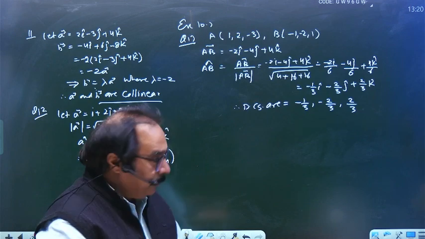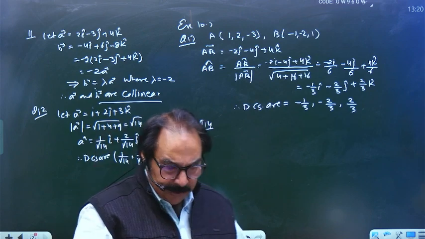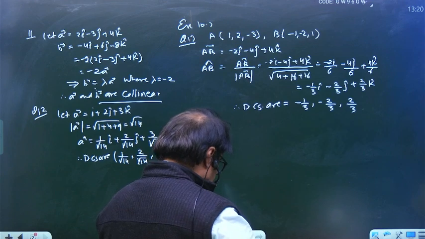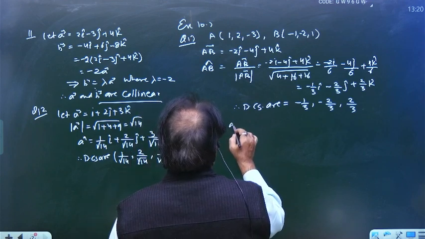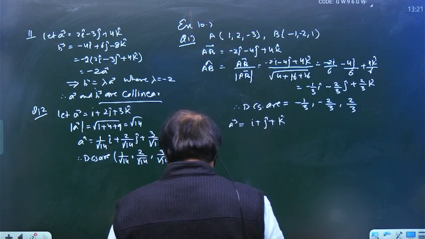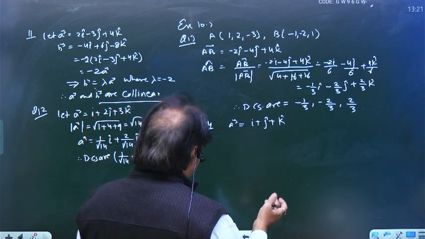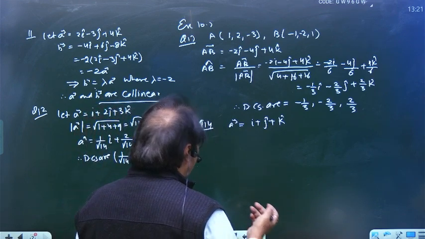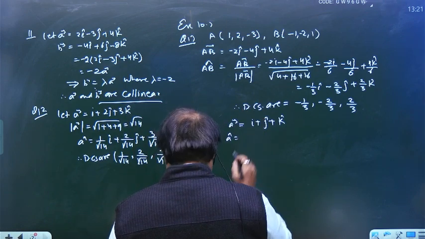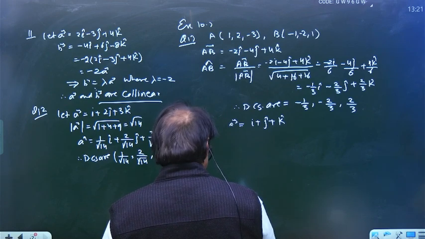Now the next question is question number 14: show that the vector i plus j plus k is equally inclined. The given vector A is equal to i plus j plus k, and we have to show that it is equally inclined. First of all, we find the direction cosines, which will remain the same. So we will find the magnitude first, then we will find the unit vector.